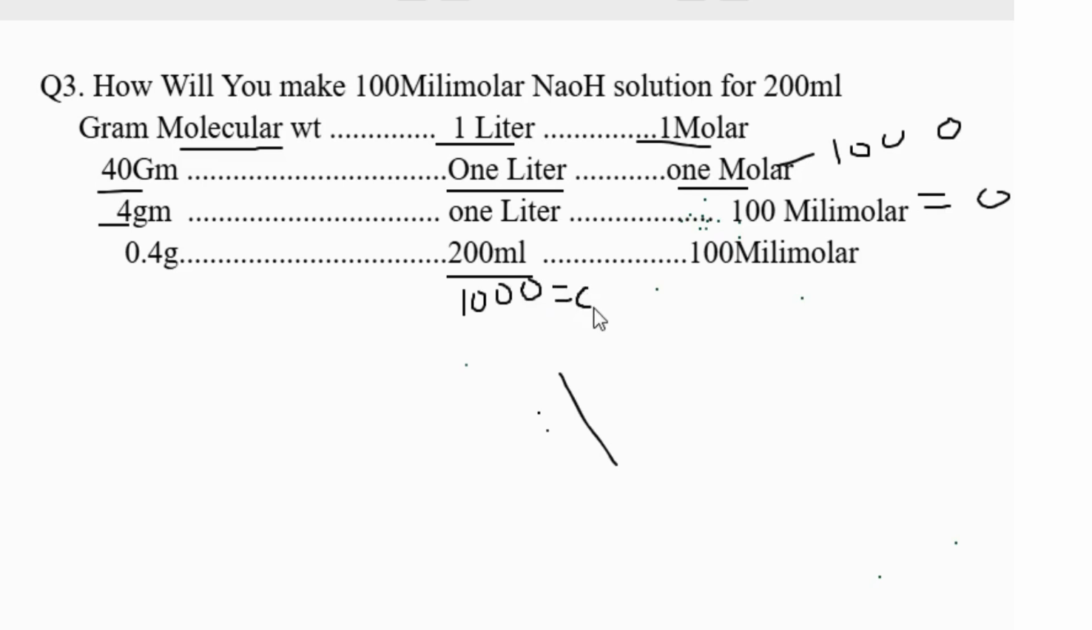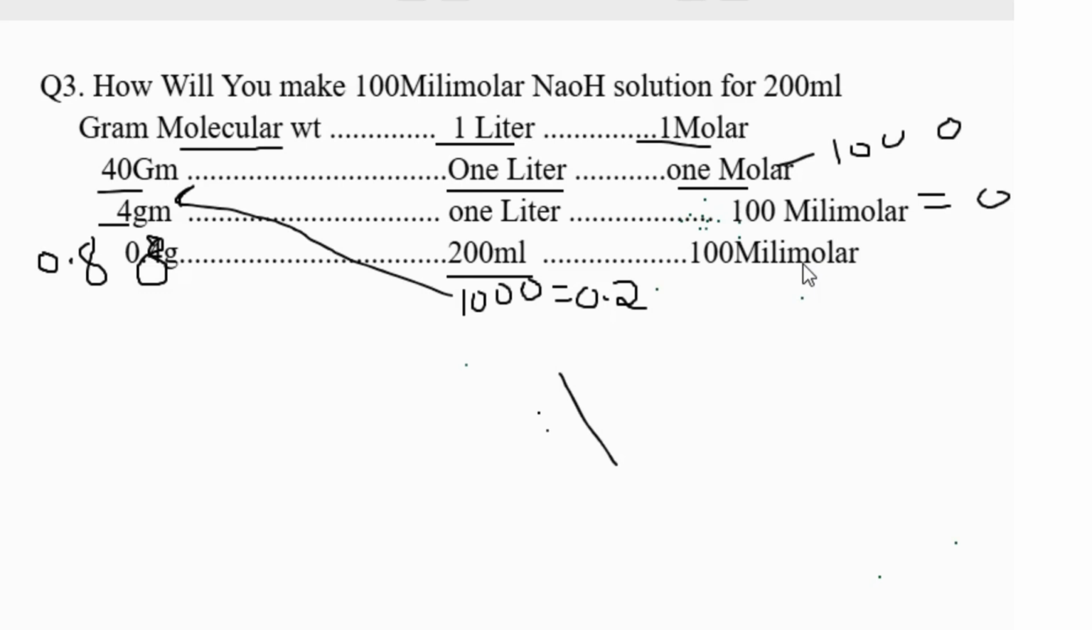Correct. Will you give the answer? 0.2. So this 0.2 we have to multiply by this 4. Then 0.2 multiplied by 4, what will be the answer? The answer will be 0.8. Correct. Here I wrote it wrong, that's not 0.44, 0.8 will become the answer. That means if you take 0.8 gram dissolved in 200 ml, it will give the concentration 100 millimolar.